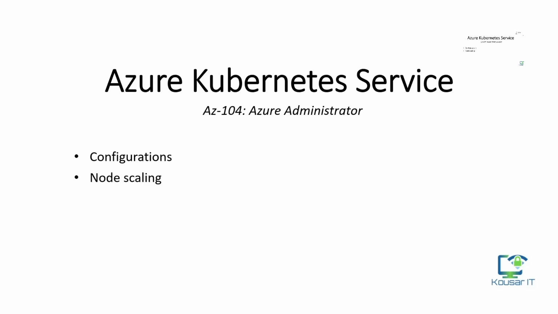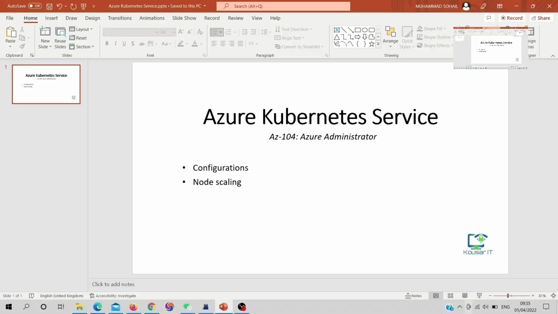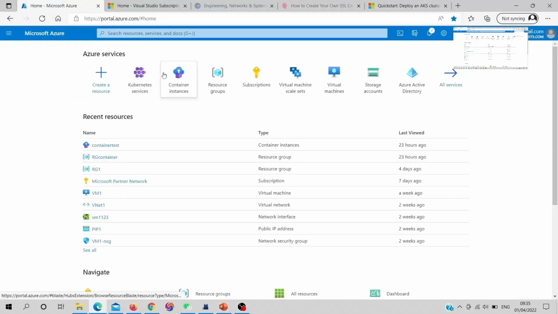Today I'm going to discuss Azure Kubernetes Services. In this I will discuss its deployment and configurations. Then I will discuss node scaling, and I will show you how we can increase or decrease the nodes after we deployed the AKS in our Azure portal. So let's go to the Azure portal and directly start our lab.